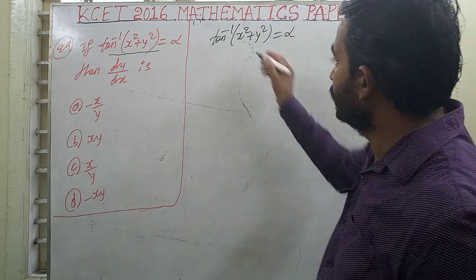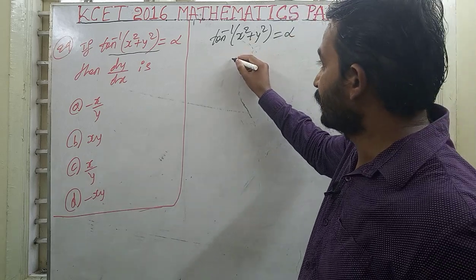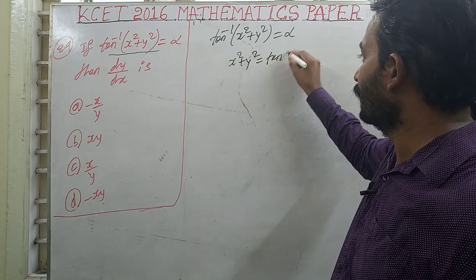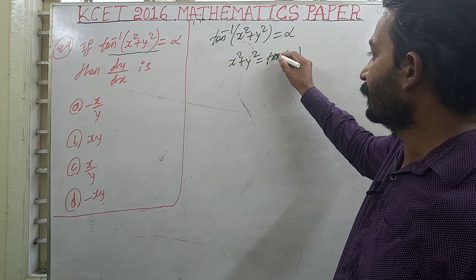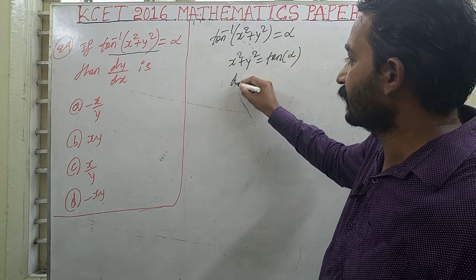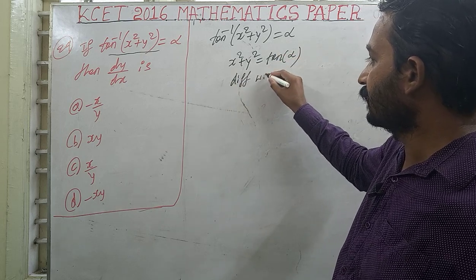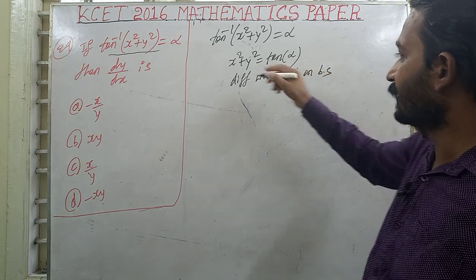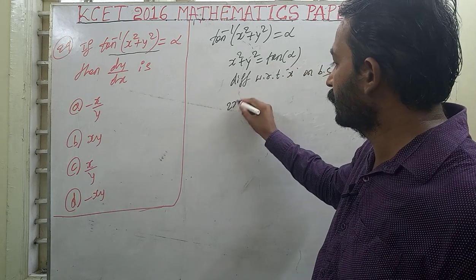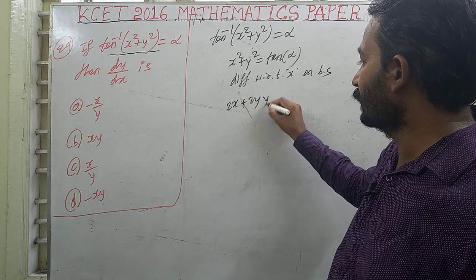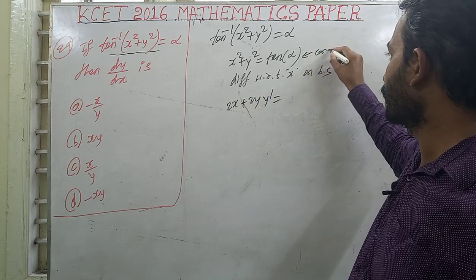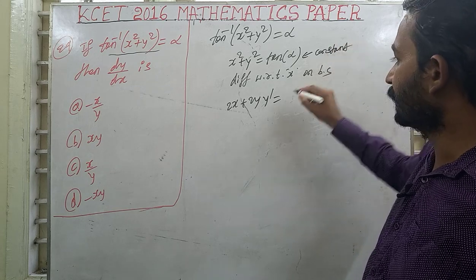First, it can be simplified in the form of x square plus y square is equal to tan alpha. Tan alpha becomes constant. Now differentiate with respect to x on both sides, we get the required answer. X square gives 2x, y square gives 2y into y dash, is equal to the derivative of tan alpha, which is 0, since it is a constant function.